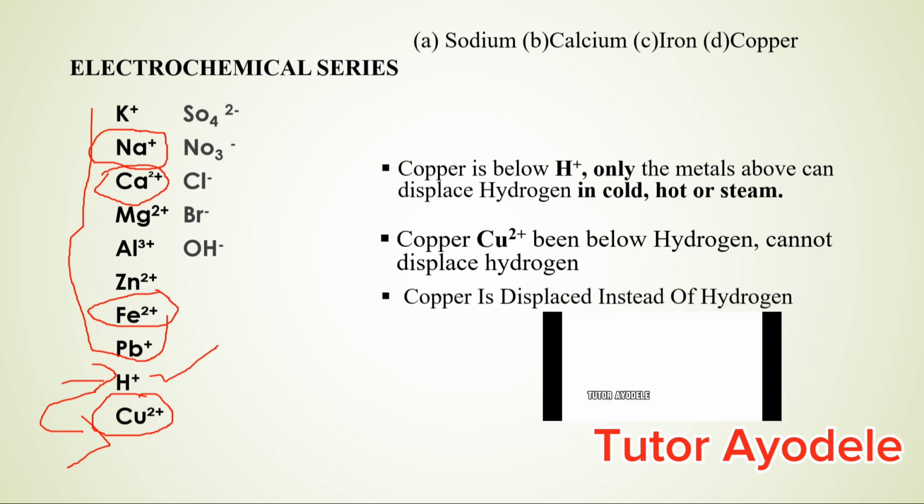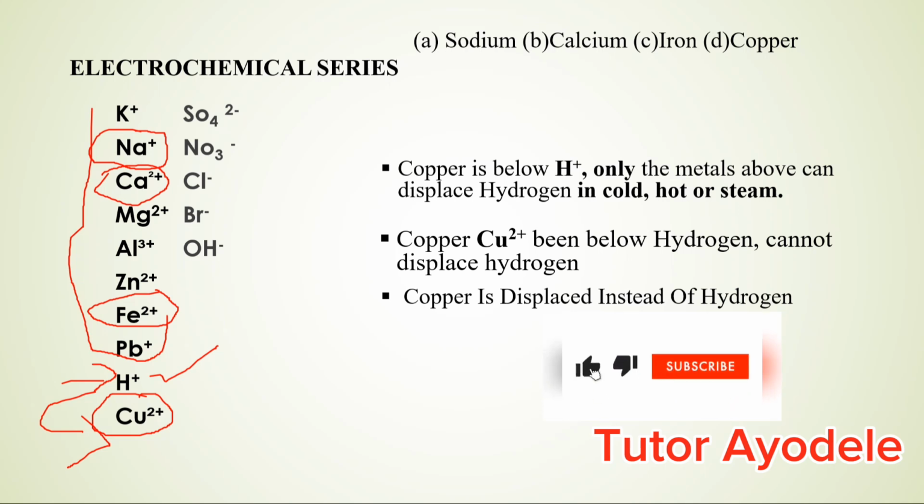Now we're going to look at the reactions so we can prove how this occurs. We can't just say copper cannot displace hydrogen without showing it. This is chemistry, guys. We have to bring out the equations and show it from our own analysis. Now, we're going to do that right now.